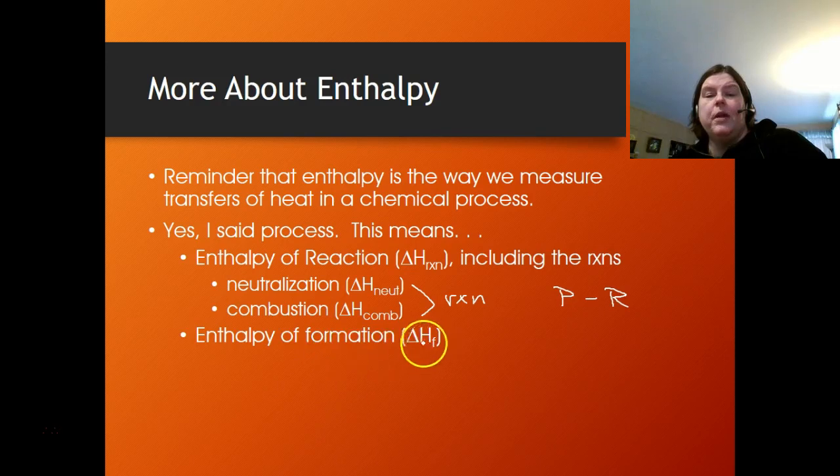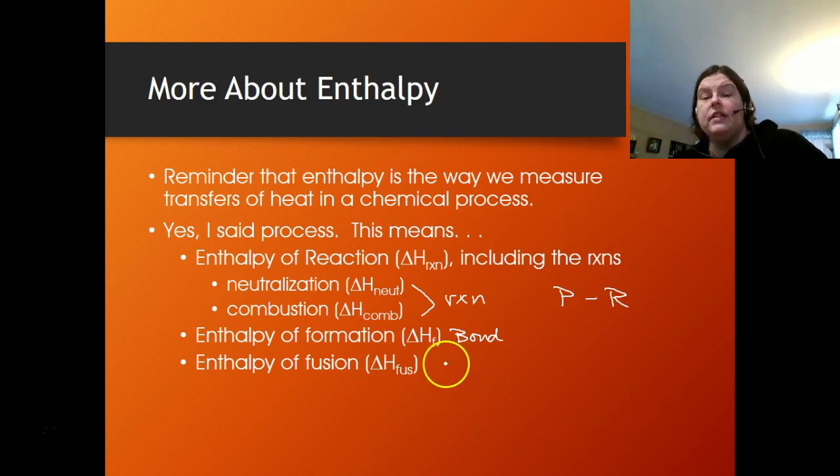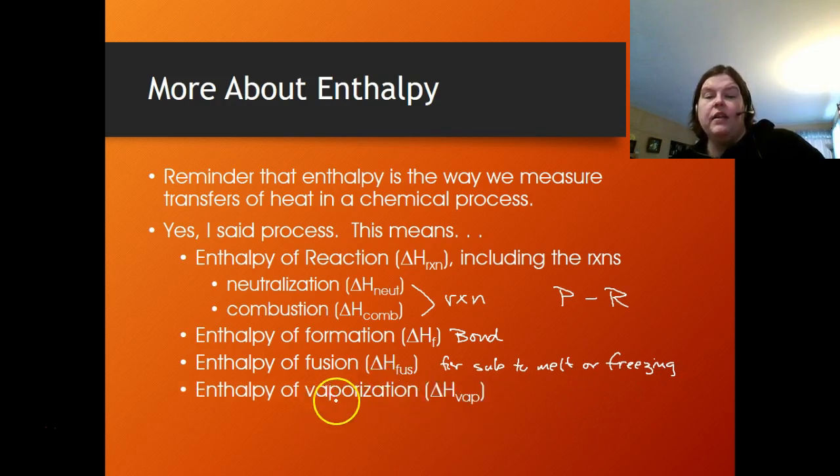Okay? So the enthalpy of formation, that means bond forming. So how much enthalpy, how much energy does it take for the bond to form? Enthalpy of fusion, how much energy does it take for a substance to melt or freeze? Remember, that's at the same point. Freezing happens at the same point that melting occurs. And then finally, vaporization. Vaporization is for a substance to turn into a gas or opposite, to condense into a liquid. So when we're talking about those points, those are specific to physical processes.